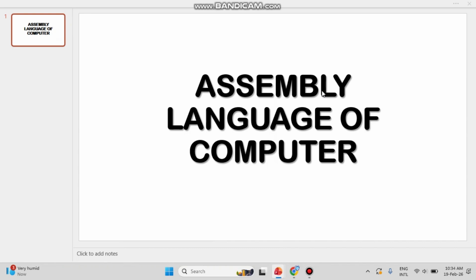We call Java, Python, C++, PHP, HTML, CSS, and many more higher level programming languages. But the programming language we are learning right now is called assembly. This assembly programming language is a lower level programming language.